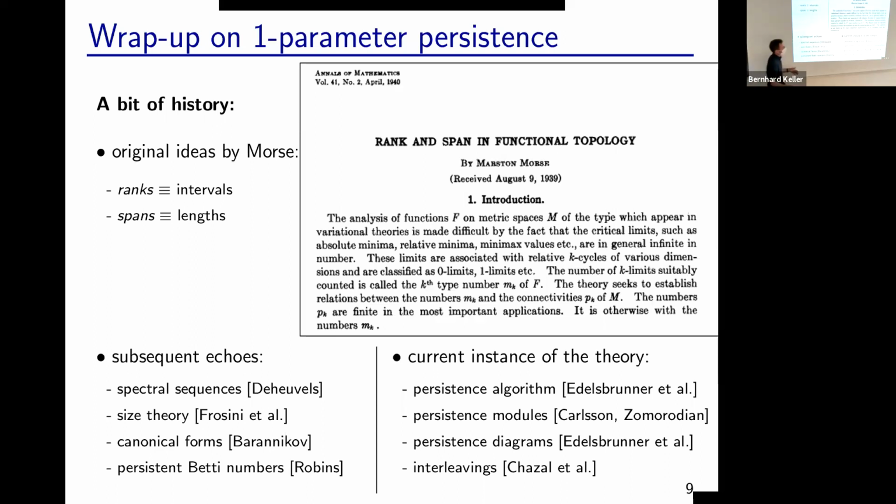Now, the current instance of the theory was really phrased at the turn of the 21st century, where Edelsbrunner et al. from Duke University introduced the persistence algorithm to compute the persistence barcode. And Carlsson and Zomorodian coined the name persistence module. And then the notion of interleaving came a little bit later, at the end of the year 2000.